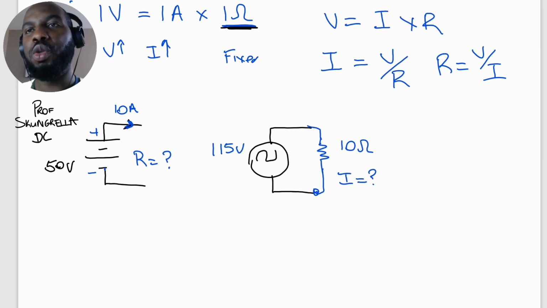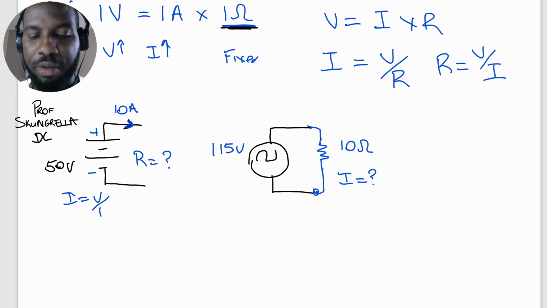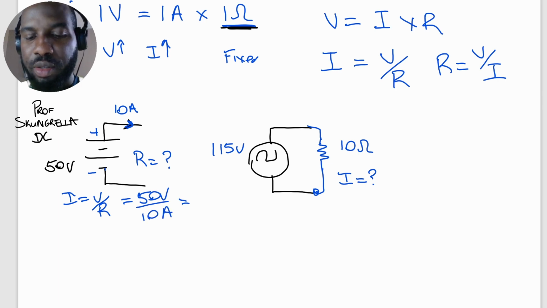If we know 2 unknowns, we can find the other, right? In this case, using this equation, we can find that I is equal to V over R, which gives us 50 volts over 10 amperes, which gives us 5 ohms. So the load here is actually 5 ohms, right? The load that is connected to this power supply.